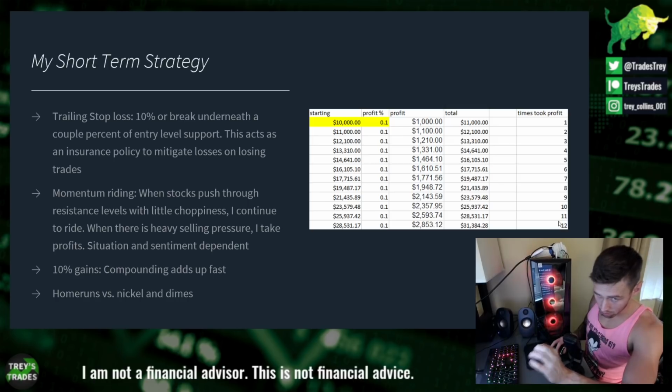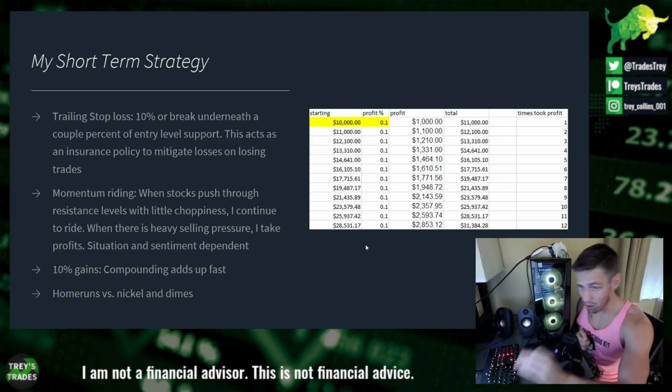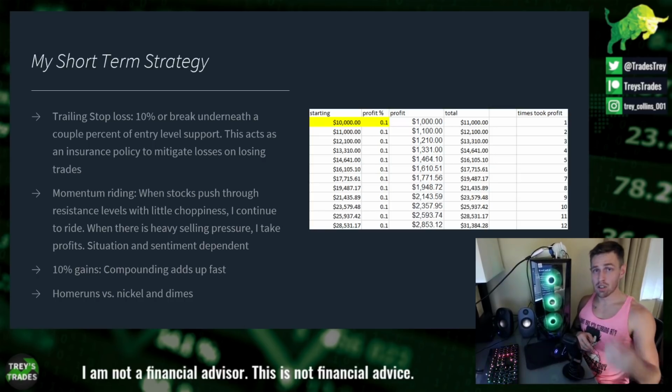12 of these will almost triple your account. You'll be at $28,531. I think it'd be 13. You'd be over triple your initial investment. So those nickels and dimes versus the home runs, right? It's really, really important to differentiate when a stock is a home run stock like the JAGX or the BNGO, and when you just want to take that nickel or you want to take that dime, right?